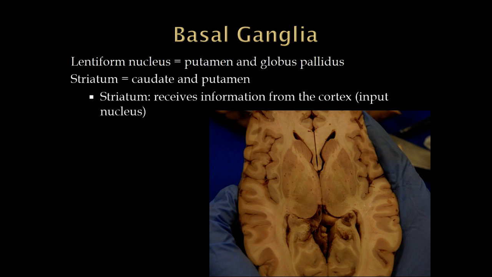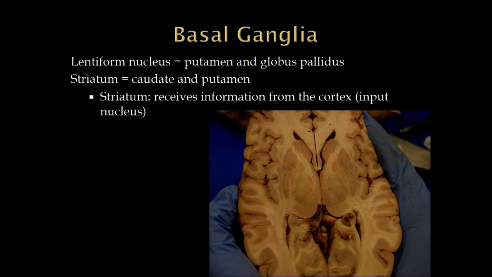What is more relevant is to understand that the striatum refers to the caudate and the putamen together. The reason that's more important is that this is the functional unit that works together, the striatum. The putamen and the globus pallidus just happen to be next to each other. But the reason we lump the caudate and putamen together is, as a big picture, when the cortex talks to the basal ganglia to facilitate movement, it talks to the striatum. So the striatum is the input nucleus of the basal ganglia.